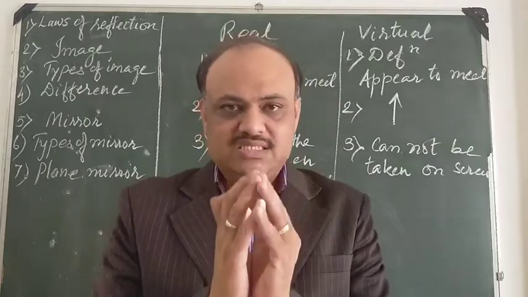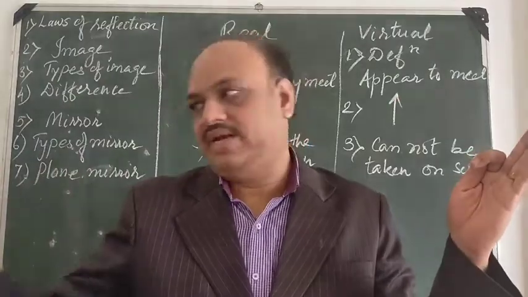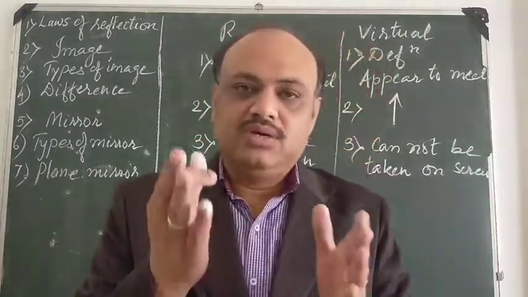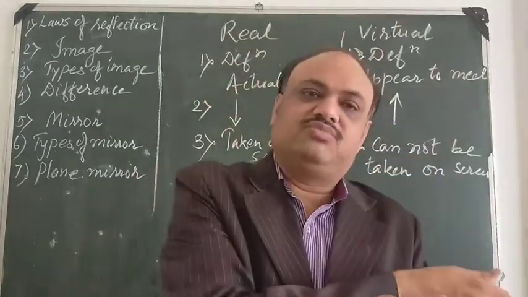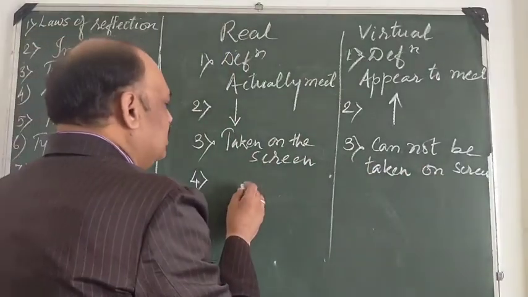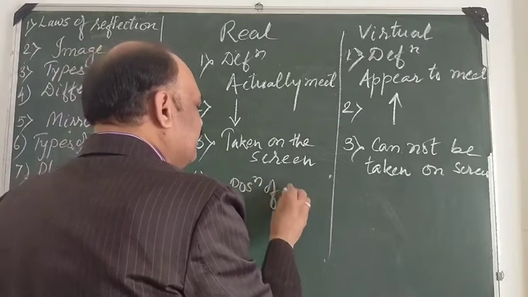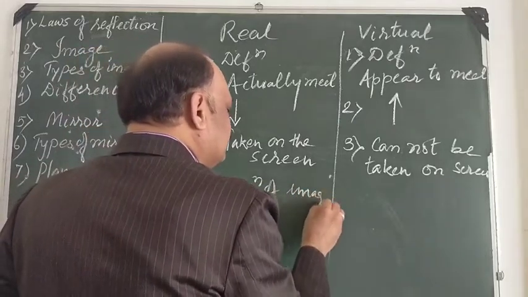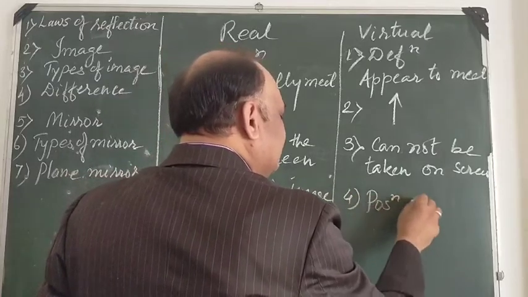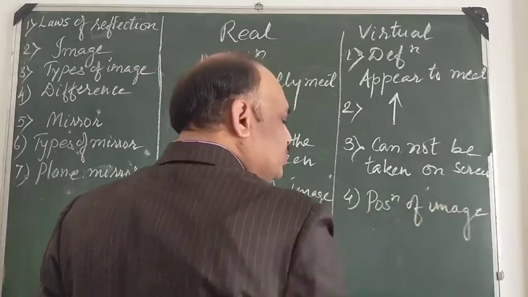In case of lenses, if the image is formed on the other side of the lens, object is here and image is formed on the other side of the lens, then that will be a real image. And if the image is formed on the same side as the object, then that will be a virtual image. So it depends upon the position of the image. I have already explained what exactly the position of the image is. So these are the few points which you should remember.